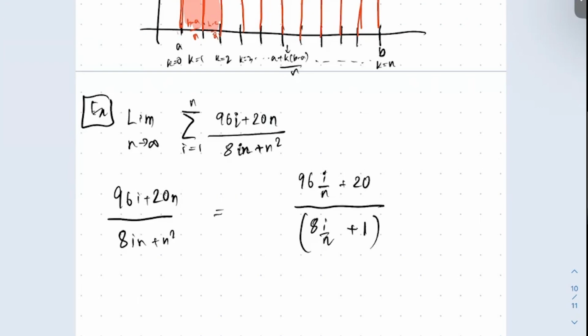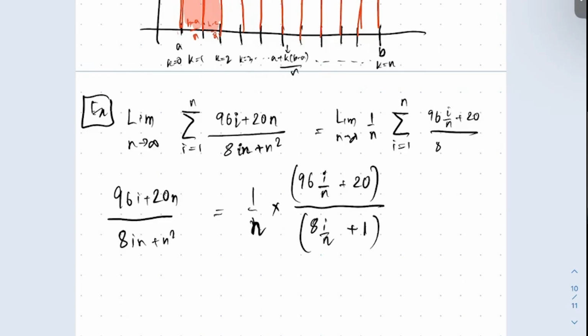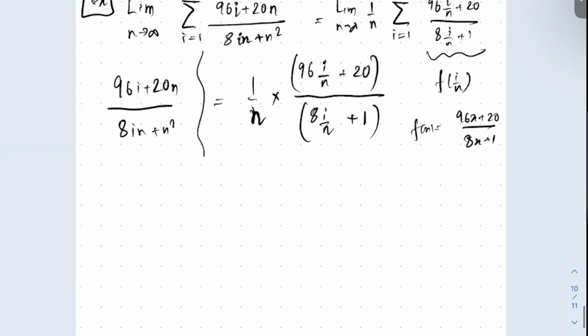So it's n squared times this, and it's n times this. And you can understand that this n by n squared will turn out to be 1 by n. Therefore you can write it as limit n tends to infinity, 1 by n summation of i from 1 to n, (96i by n plus 20) by (8i by n plus 1). So you can see this is nothing but f of i by n, where f(x) is equal to (96x plus 20) by (8x plus 1). So therefore this limit is nothing but the integral of f(x) dx, where f(x) is this.